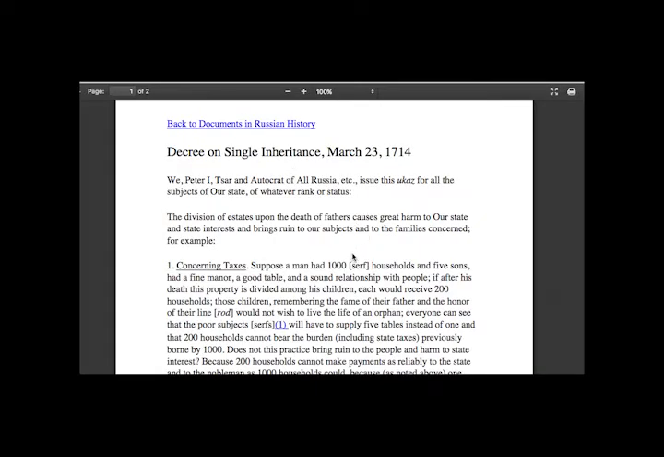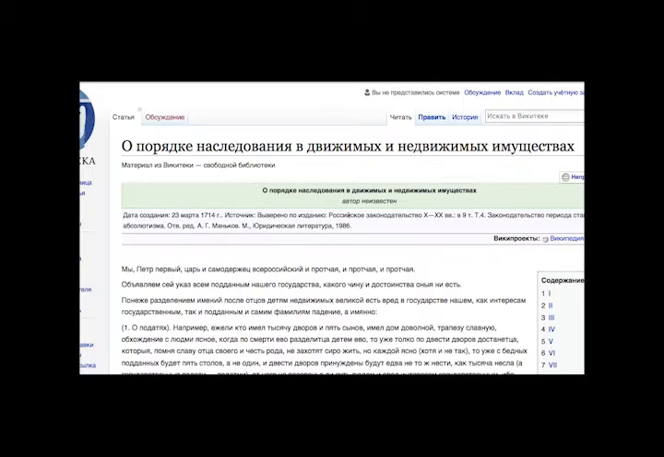And you see here's the actual document that you're going to be working with. And this is the English translation, and we actually have the Russian translation available too. This is, of course, a modern Russian translation. It's not quite the same as the language of the early 18th century, but for all intents and purposes, it's the same.